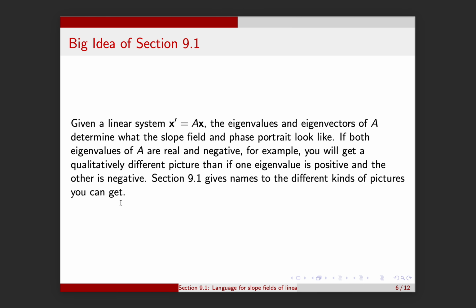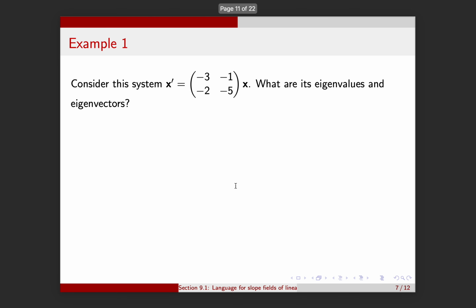Okay, so what's the big idea of section 9.1? It's what I already said. The eigenvalues of the coefficient matrix A drive the kind of picture you're looking at. So let's just name those things. Here's an example. This system here, I think we may have looked at it in chapter 7. I guess it doesn't matter.